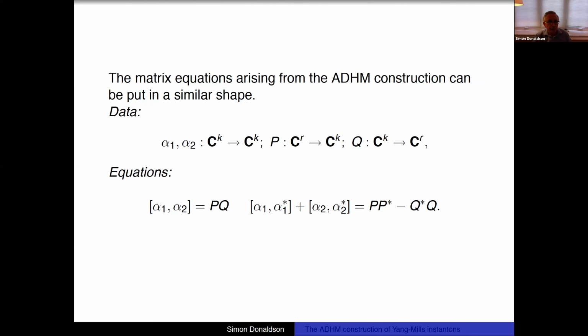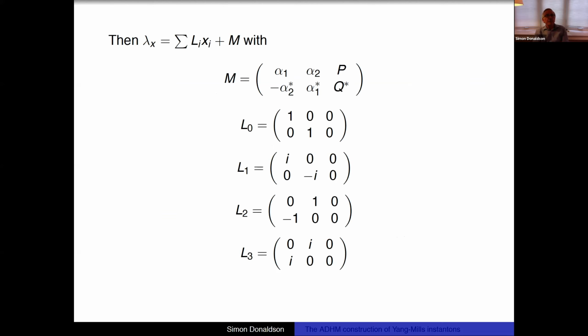If we were just able to set P and Q to 0, ignore the right-hand side, we would have exactly the same structure as the equations for the differential operators that we were considering before. But just to complete the story, the ADHM description of the connection involved this family of maps lambda x, and I've just written down here how to explicitly write out these lambda x in terms of the data we're looking at now, the alphas and the P's and the Q's.